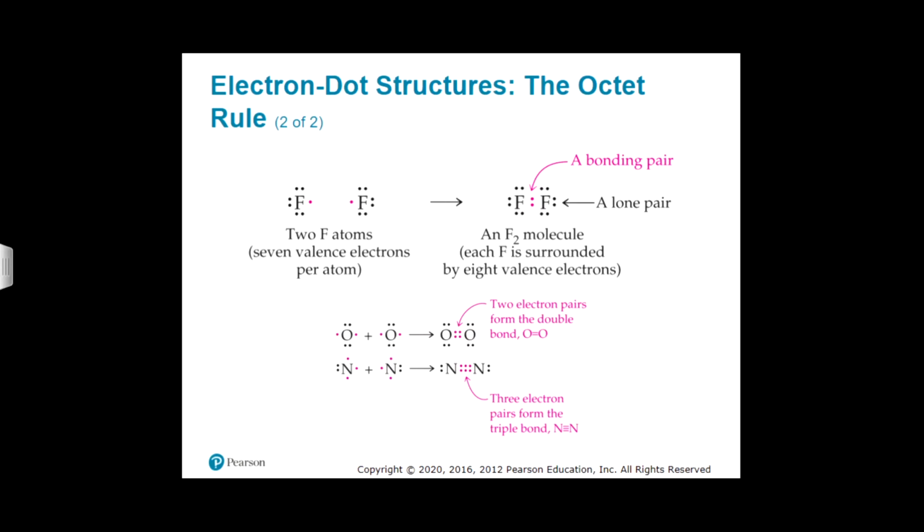And also, if we look at nitrogen, where each nitrogen atom has 1 pair of electrons in black, and then 3 unpaired electrons in pink, we now have 3 electrons from each atom that we can pair together, so that's going to give us 3 bonding pairs of electrons, and hence a triple bond between the 2 nitrogen atoms there.